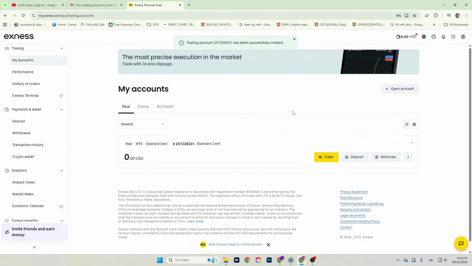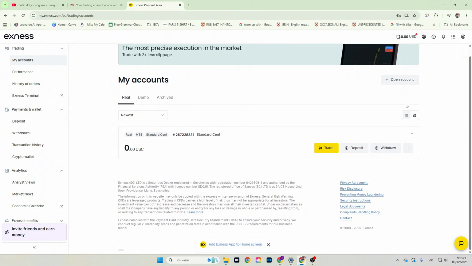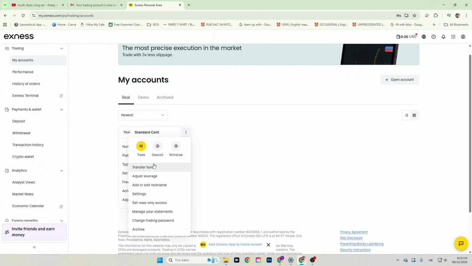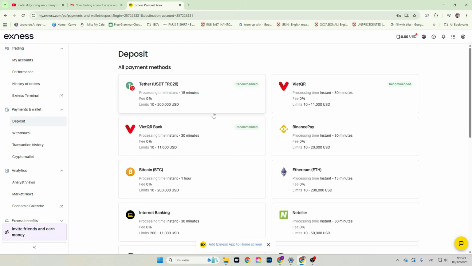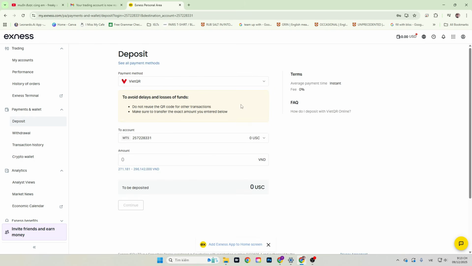Now we will proceed to deposit money into the Cent account. We will click here, then click on Deposit. Here we will choose any method that we find convenient. Now you will enter the amount. Here, you can see that it will allow us to enter from 400,000 to 296 million Vietnamese dongs. For example, I will deposit 500 Vietnamese dongs, which is equivalent to currently around $8 to $9.